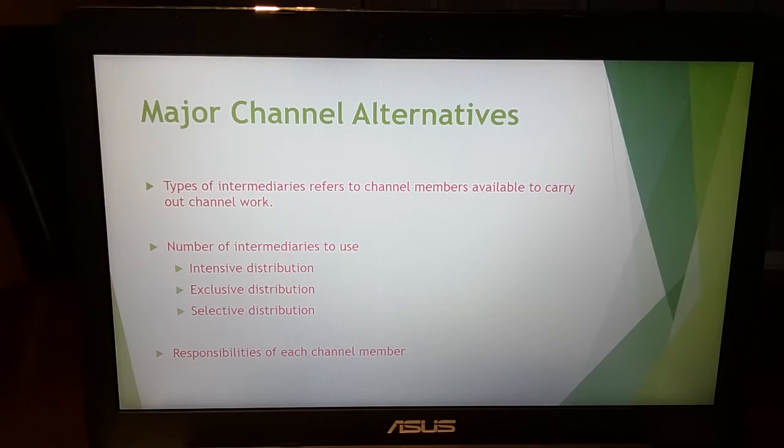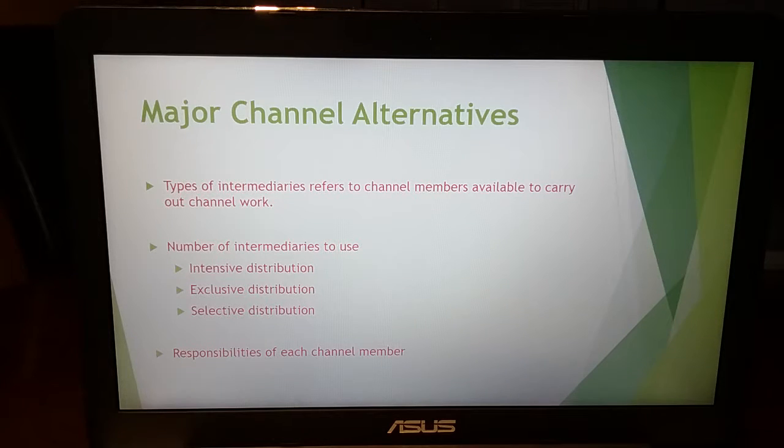Okay, so there are essentially three choices in terms of distribution: intensive, exclusive, and selective. Intensive essentially is selling your product everywhere, making it available everywhere. So, Clairol shampoo is available everywhere. Crest toothpaste is available everywhere.